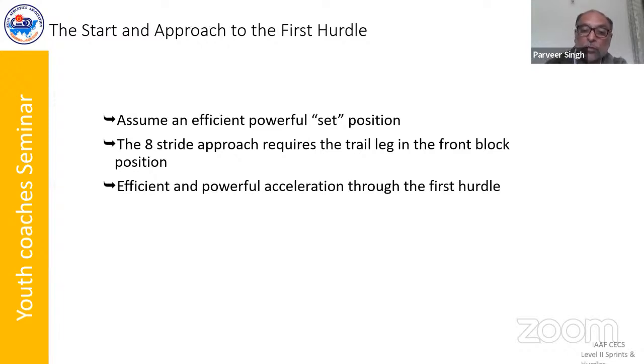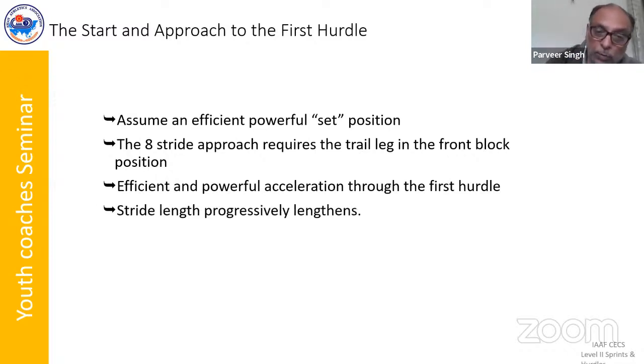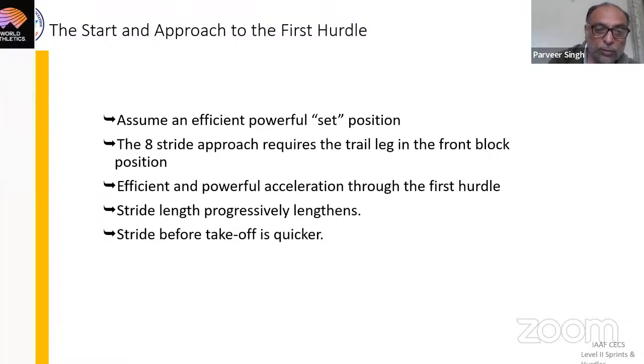So the body position will be different in the first 13 meters for a sprinter and a hurdler. The forward leaning will be different as compared to a sprinter, because the hurdler has to prepare for takeoff and for the hurdle clearance also. Stride length progressively lengthens gradually, like in sprints. The stride before takeoff is quicker.